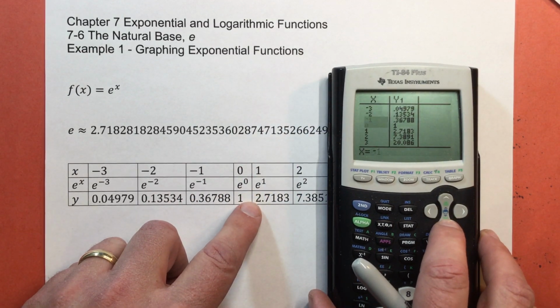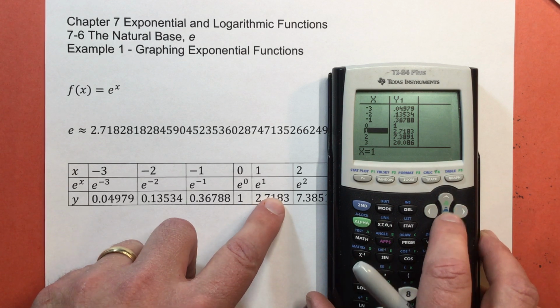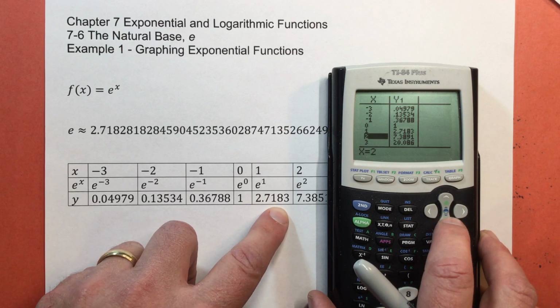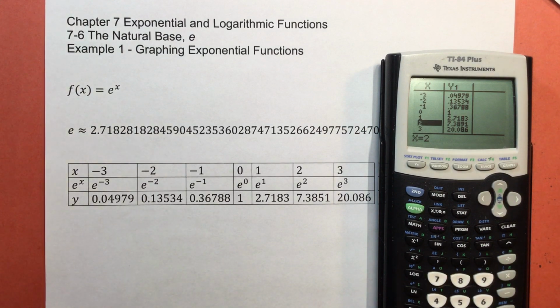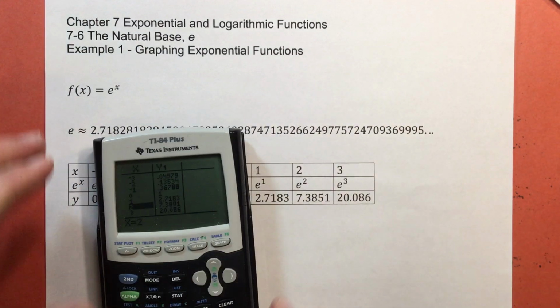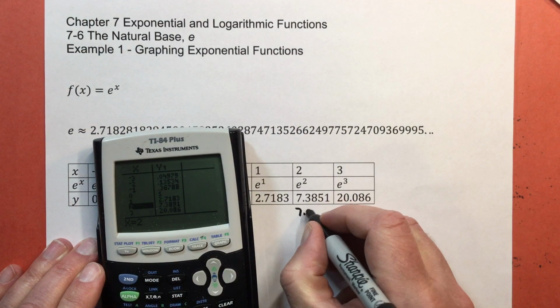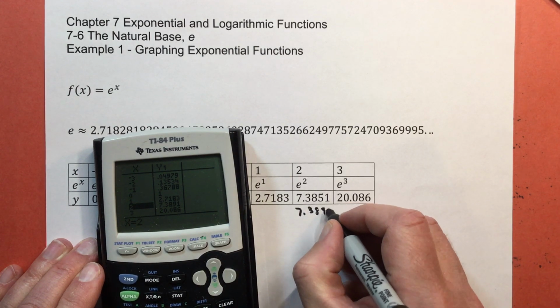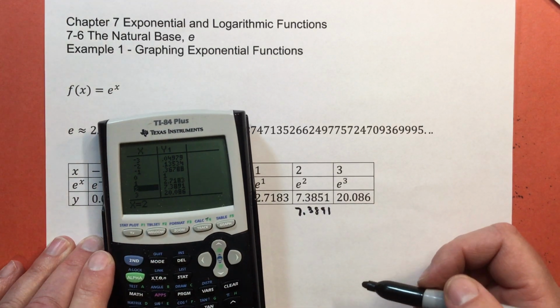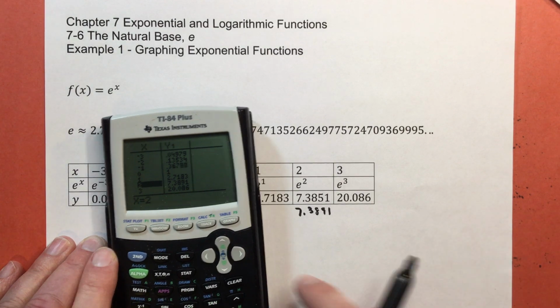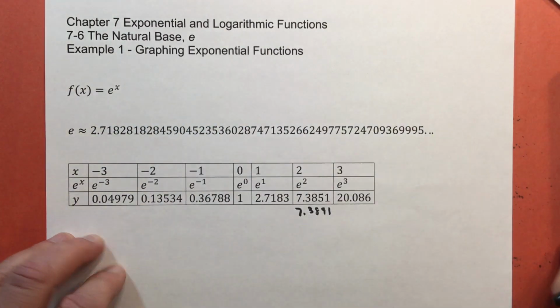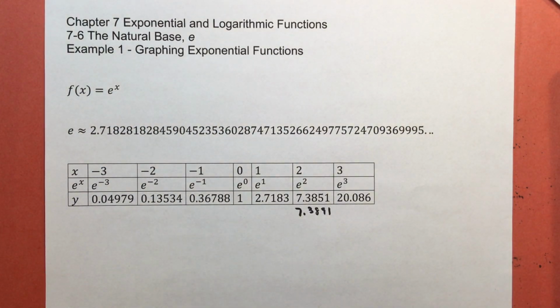So 1 was 2.7183. Got that. And then, yeah, I don't know what I did. I just wrote it wrong. Let me fix it real quick. There's actually 7.3891. Okay, I wrote a 5 instead of a 9. That's what it was. Okay, sorry about that. And of course, 20.086.